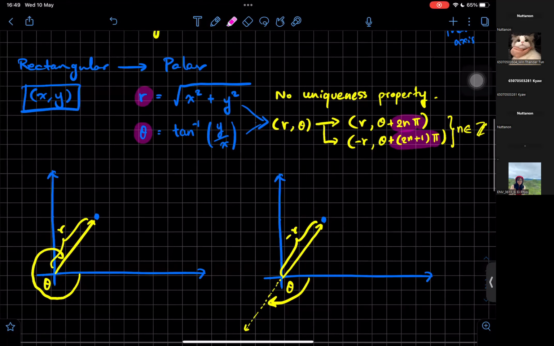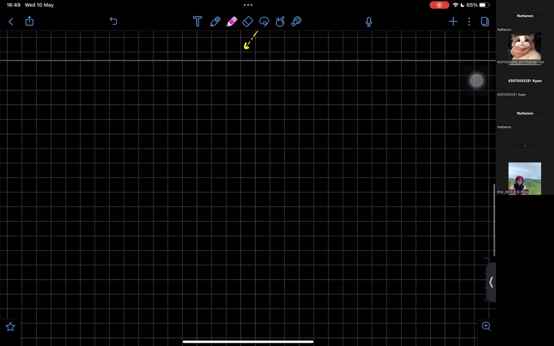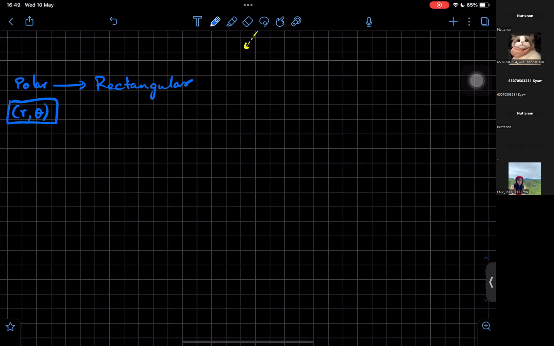Okay, this is how you change from rectangular to polar coordinates. Next is when you want to change from polar to the rectangular coordinate. This one is easier because you have r and theta, right? You want to change it to x and y. x is equal to r cos theta, and y is equal to r sin theta.